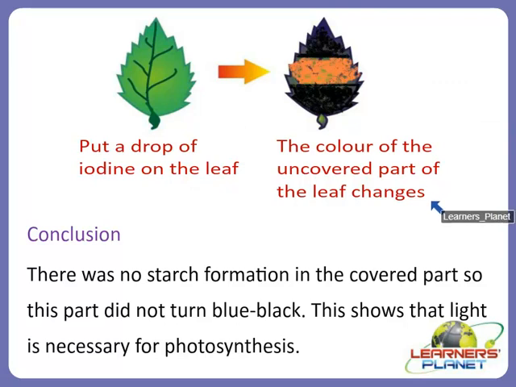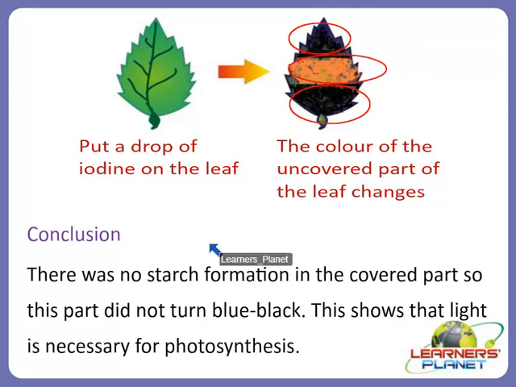The color of the uncovered part of the leaf changes, and the covered part is different. You can see here, this is the uncovered part, this and this, and this was the covered part. That means it was covered by the black paper strip. So you can see the difference between the covered part and the uncovered part. Now what can we conclude from this?